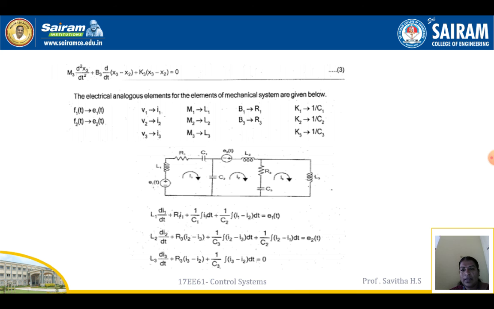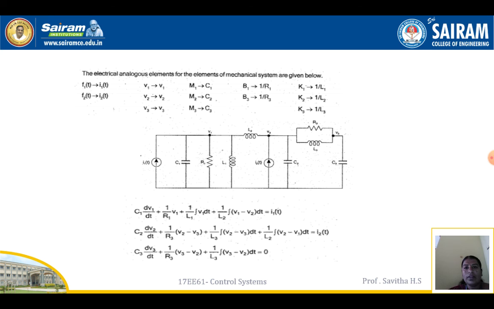So we have drawn the diagram and we will write the expressions as L1 di1/dt + I1 R1 + 1/C1 ∫I1 dt + 1/C2 ∫(I1 − I2) dt = E1(t). The second one is L2 di2/dt + R3 (I2 − I3) + 1/C3 ∫(I2 − I3) dt + 1/C2 ∫(I2 − I1) dt = E2(t). The last one is L3 di3/dt + R3 (I3 − I2) + 1/C3 ∫(I3 − I2) dt = 0.